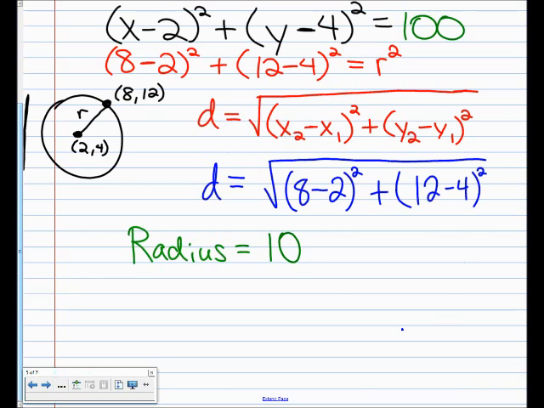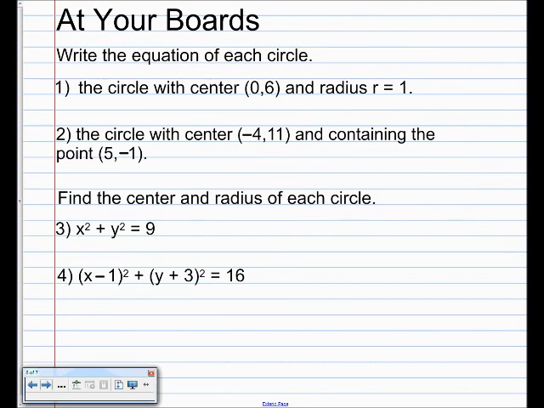Great. Awesome. All right, so here's what you guys are going to do. You're going to try these 4. I'm going to give you about 10 minutes to do these 4, and then we're going to start graphing them. Excellent. Great. Go!